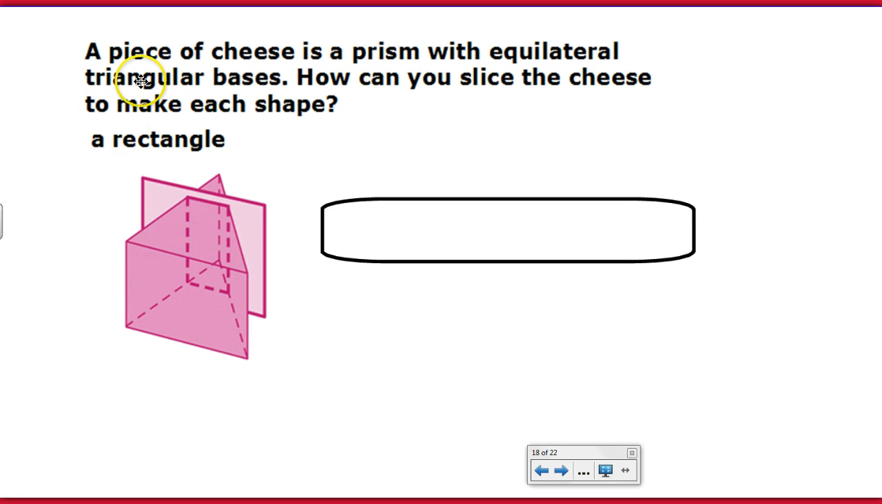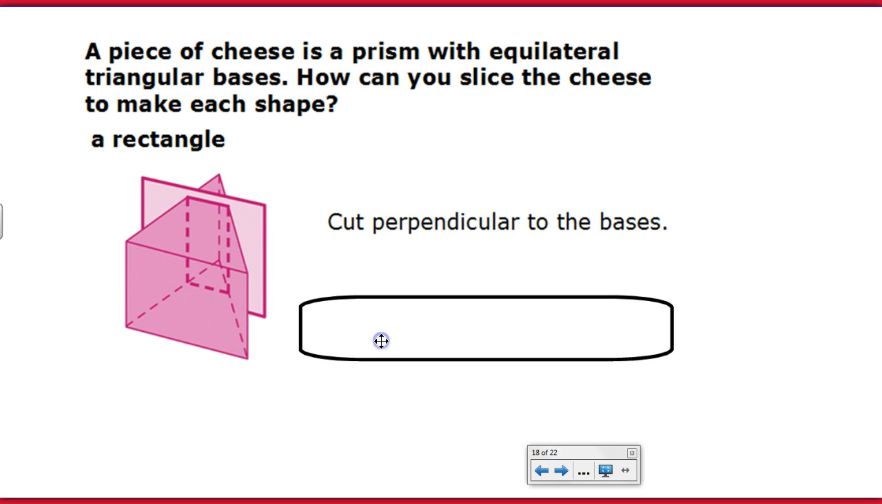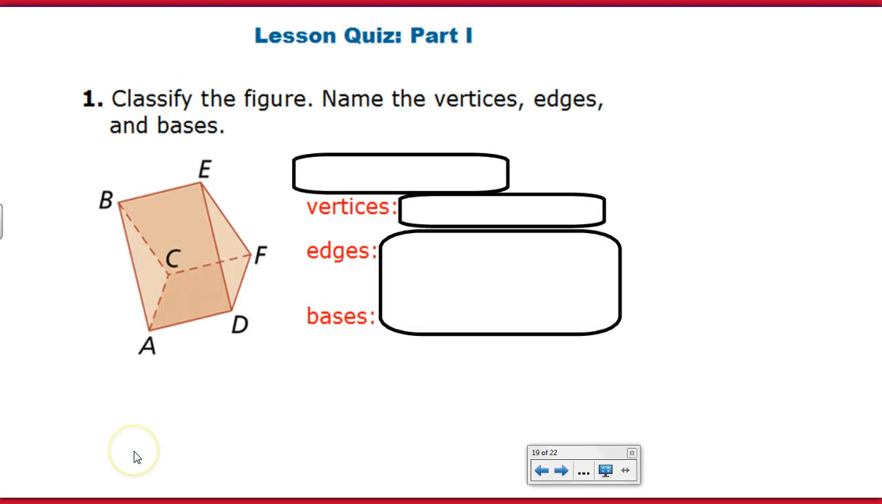We could take that same block of cheese, that same prism, and how would we cut a rectangle? Notice this cross section. We could simply go perpendicular to the bases, and we have a rectangular cross section. If you pause and write your answers down to the lesson quiz, come back and check your work.